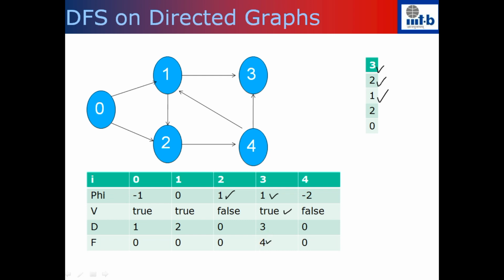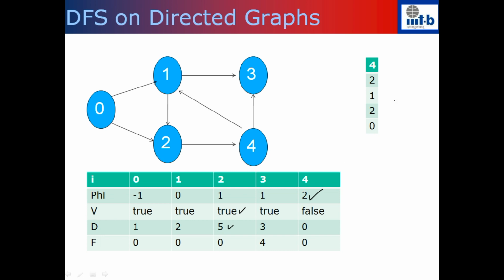So now I'm going to pop 2 out of the stack. When I pop 2 out of the stack, I'm going to push it back, and then push 4 into the stack. When I popped 2 out of the stack, I set the flag to be true. Then I set the discovery time of that to be the next number, which is 5. Then I pushed 2 into the stack. When I pushed 4 into the stack, I set the pi function of 4 to be 2.